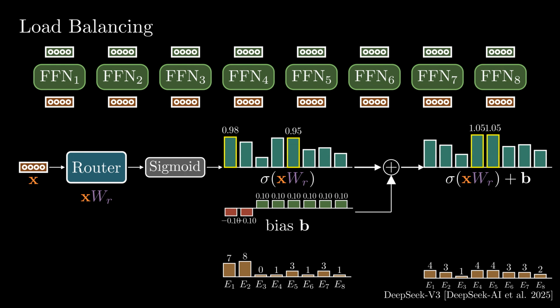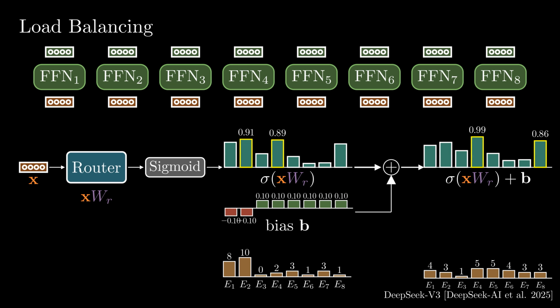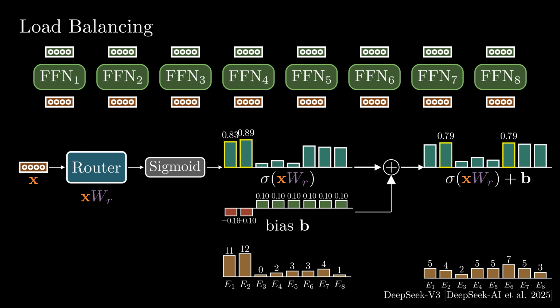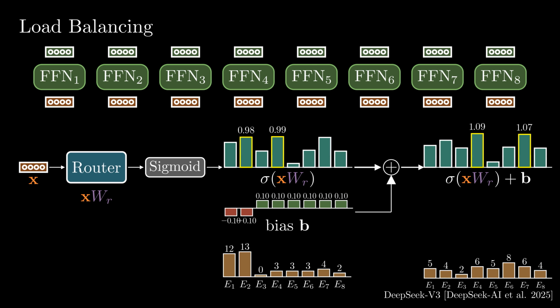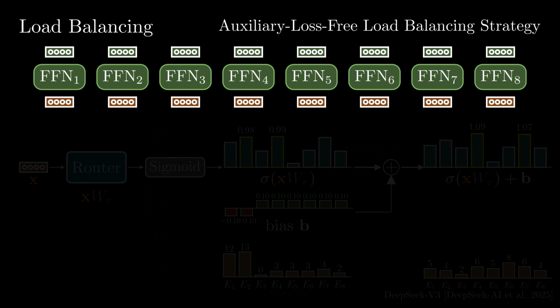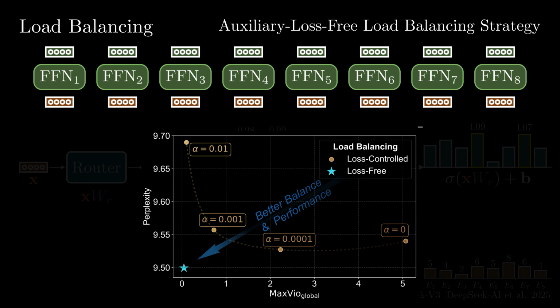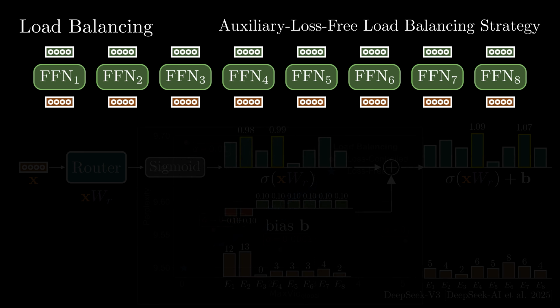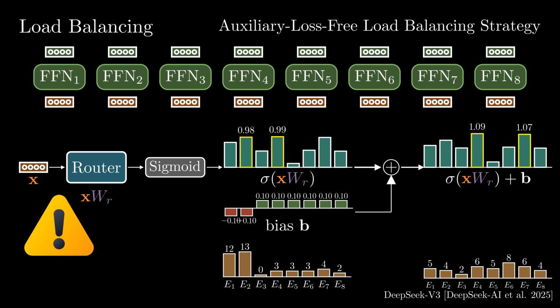Note that the bias adjustment is only used for determining the top K routing. The final output still uses the original probability as weights for combining expert output. Here are the results. It demonstrates that this auxiliary loss-free load balancing strategy avoids the trade-off between load balance and model performance. But it's not rainbows and unicorns.